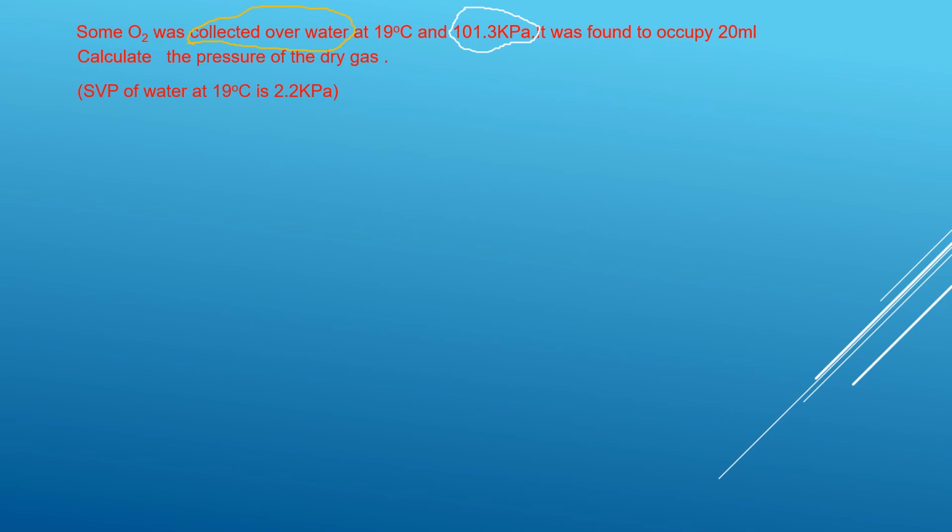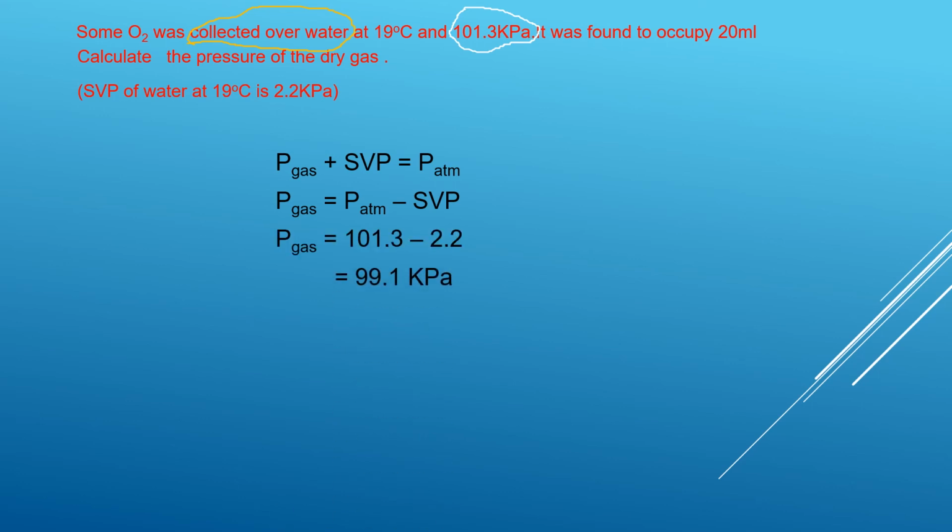When we calculate the pressure of the dry gas, we use this particular formula. Pressure of the gas plus SVP is equal to atmospheric pressure. You rearrange the equation, make pressure of the gas the subject of the formula. So atmospheric pressure is 101.3 minus SVP, and you get your pressure of the gas as 99.1 kilopascal. So this is the first set of working that you have to do whenever you come across a question where it says some gas was collected over water.